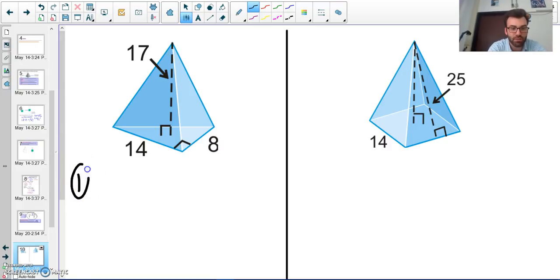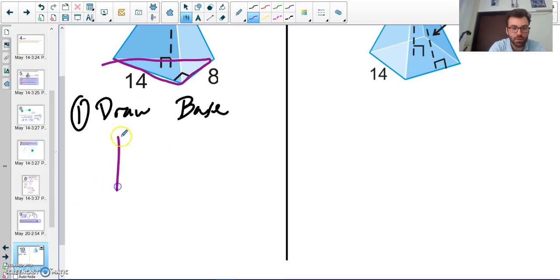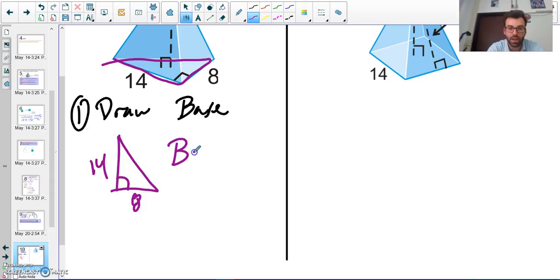Again, first step. When finding volume even, draw the base. Here's my base. It's this shape here. It looks like it's a right triangle. So I'm going to redraw my right triangle, 8 and 14. Remember, our base and our height must be perpendicular. Well, 8 and 14 are perpendicular. So the capital B is going to be 8 times 14 over 2.